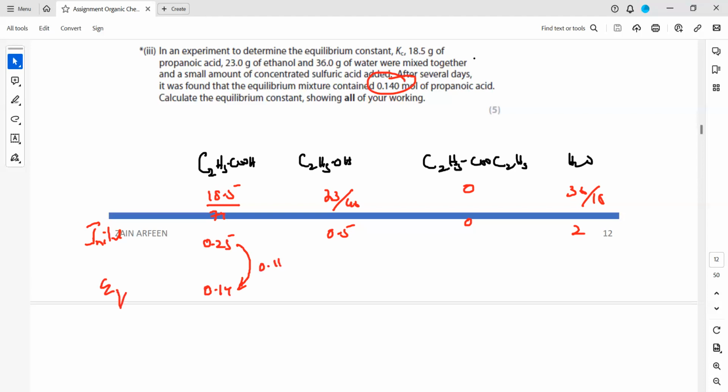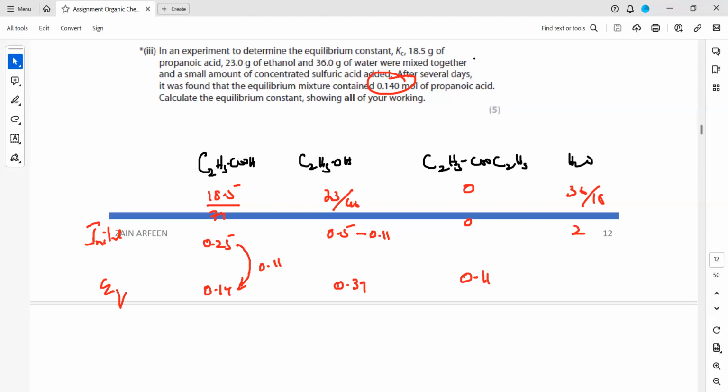So 0.11 moles are used. And the ratio between the carboxylic acid and alcohol is 1:1, so the same number of moles will be used. But we don't need how many are used, we need how many are left. So 0.5 minus 0.11. How many moles are there? 0.39. For the ester, because there are 0 moles initially and the ratio is 1:1, it will give 0.11.